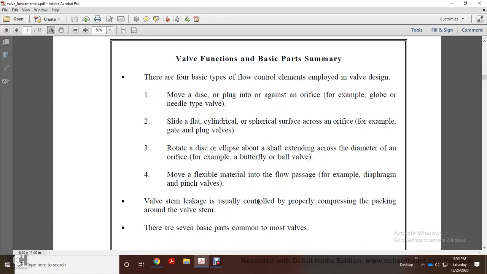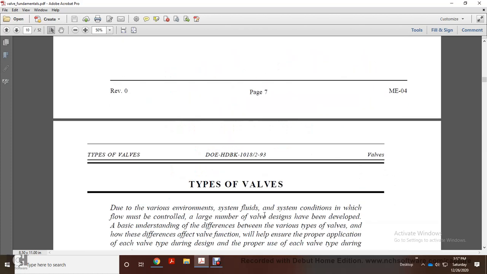The valve stem leakage is usually controlled by properly compressing the packing around the valve stem. There are 7 basic parts that are common to most valves.